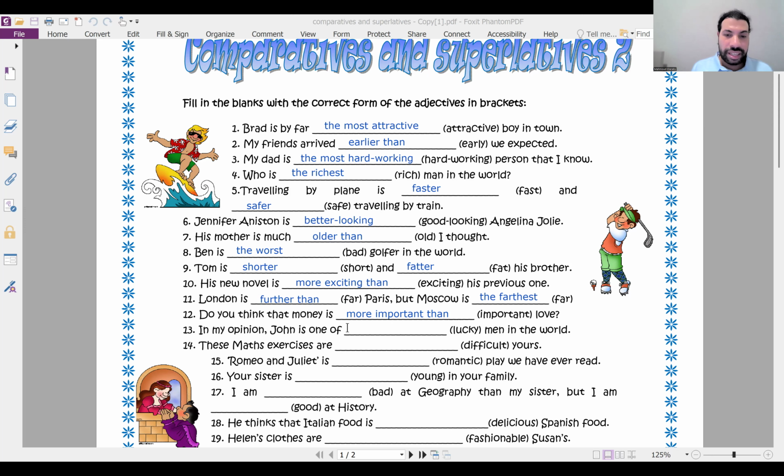In my opinion, John is one of lucky men in the world. So I'm comparing between John and anyone in the world. So it will be the, great job, the luckiest.